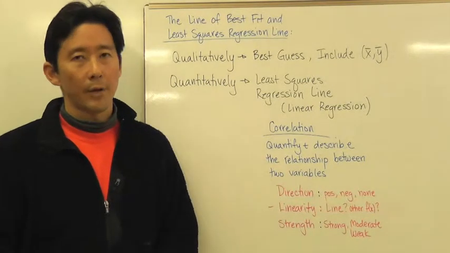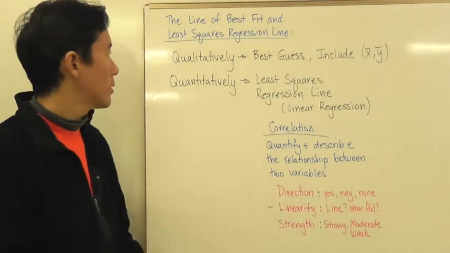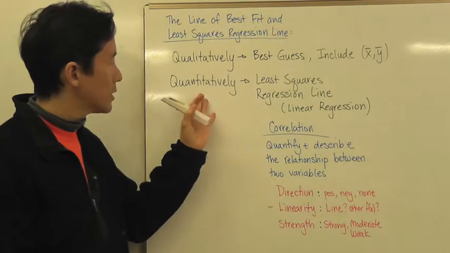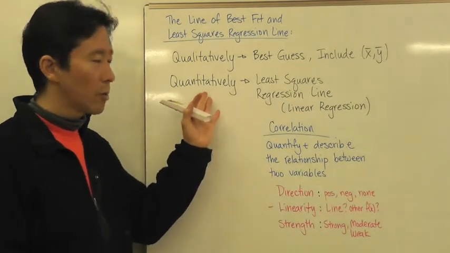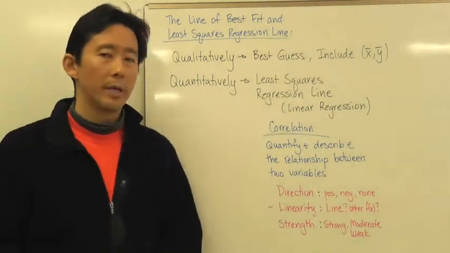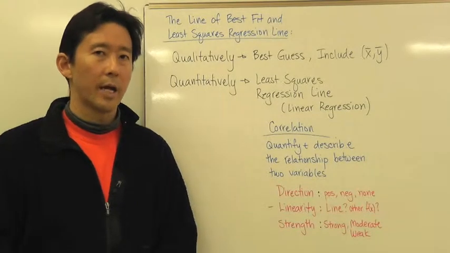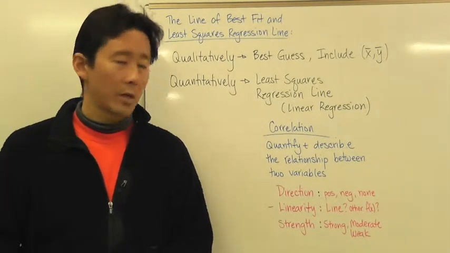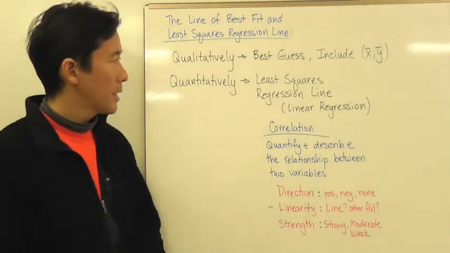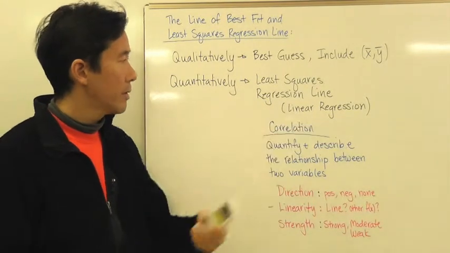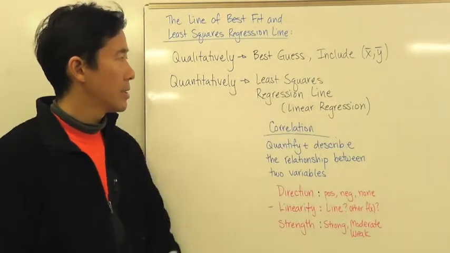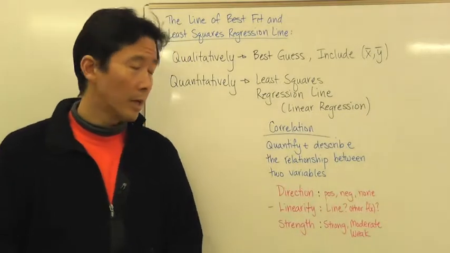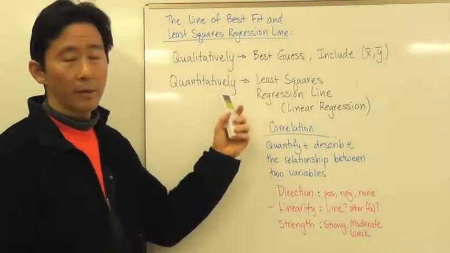precise nor accurate. And so what we want to do is rigorously and quantitatively determine what that line of best fit actually looks like in terms of an equation. And that process is going through a linear regression and finding the least squares regression line. Now, we'll go ahead and take a look at how to do that.